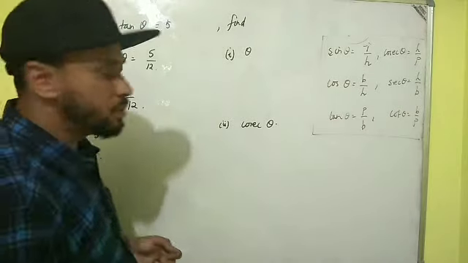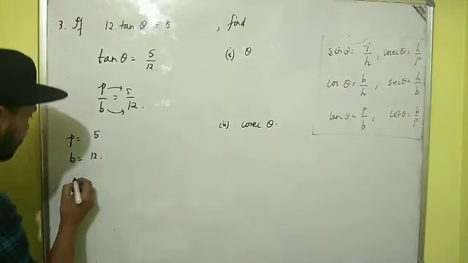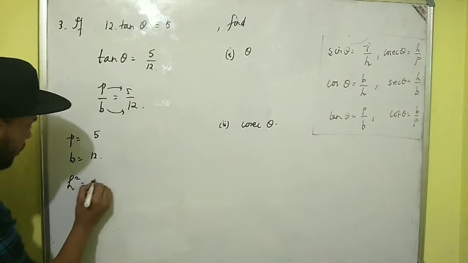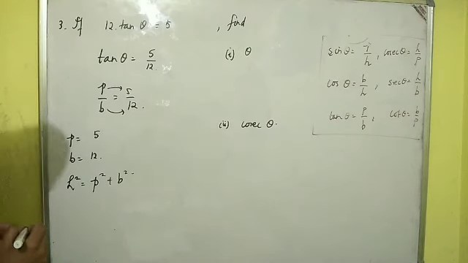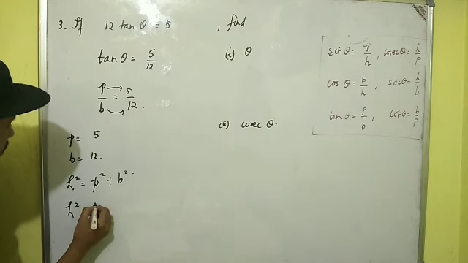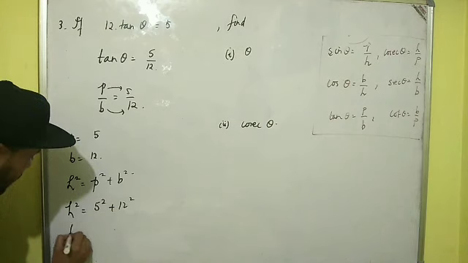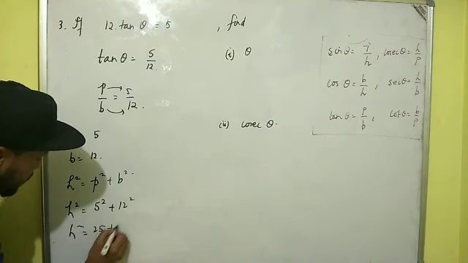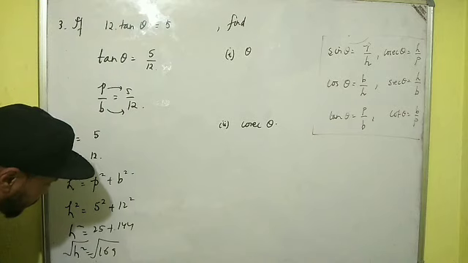Now we can use Pythagoras theorem to find this. So h square is equal to p square plus b square. So h square is equal to p is 5 square plus 12 square. So h square is equal to 25 plus 144. So h square is equal to 169. Now if you take the square root on both sides, h is equal to 13.